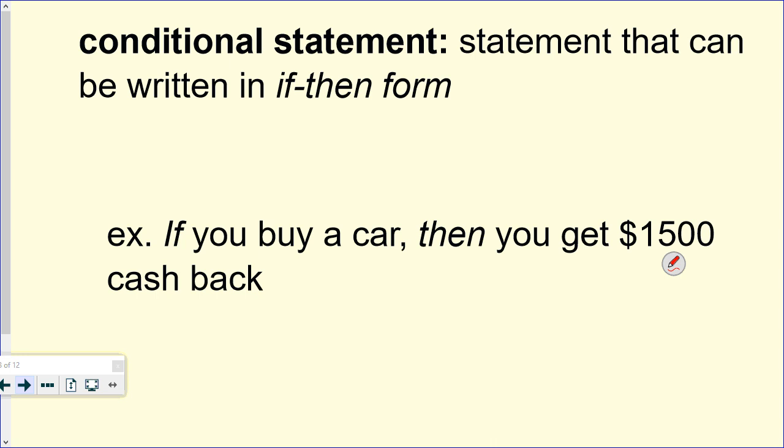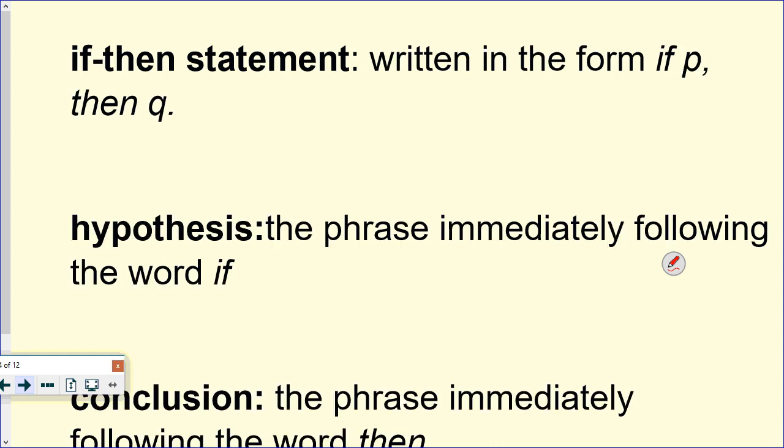So an if-then statement has two different parts, right? What would you say the two different parts are up here? What are the two different parts of our if-then statement? Buying the car and getting cash back. Say that again, Kat. Buying the car and getting cash back. You buy a car and then you get cash back, right? We have kind of two different parts. Well, those two different parts we are going to call our hypothesis and our conclusion.